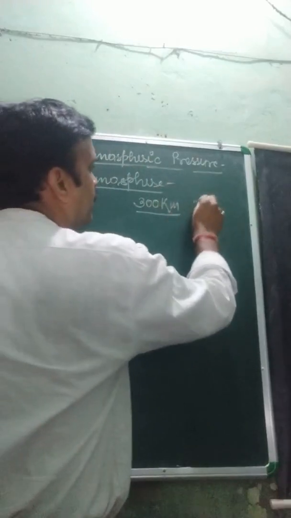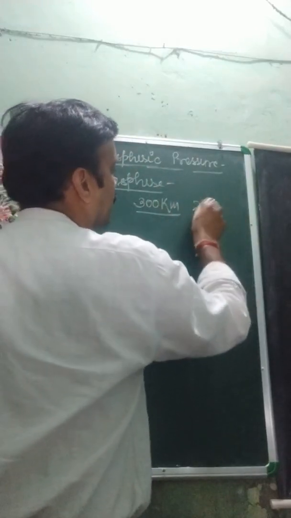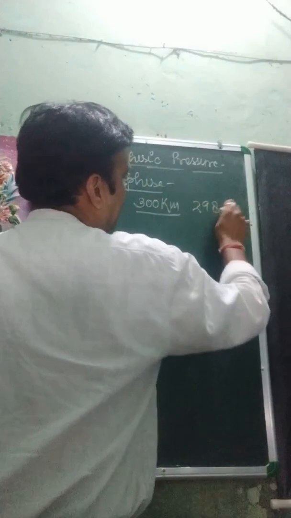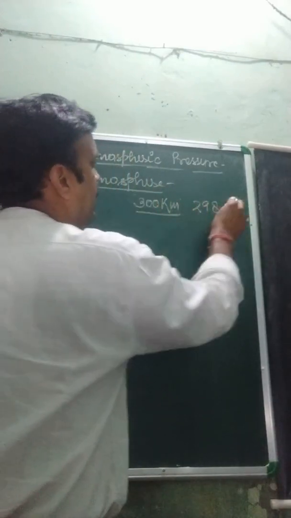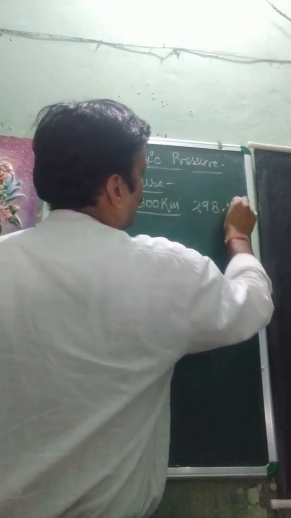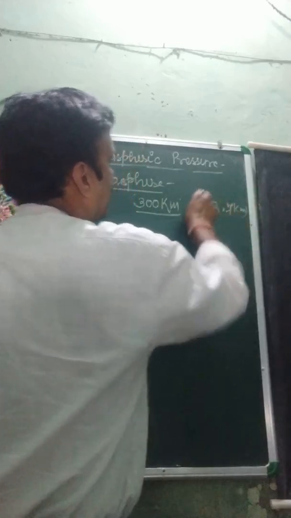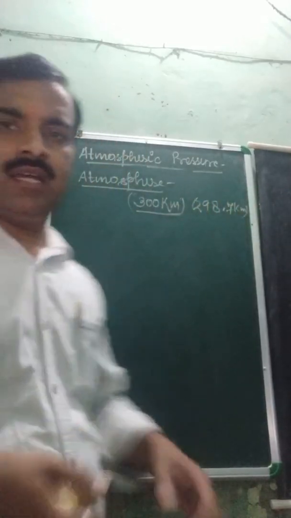Exactly it may be 298.7 kilometer, but you can write 300 kilometer, it is better to write that. So this one is the atmosphere.